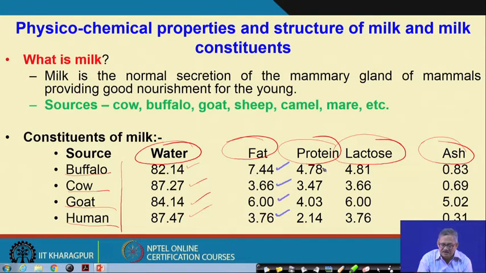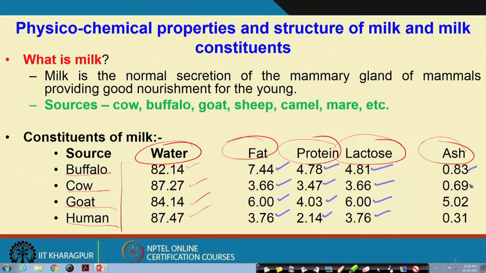Protein is around 4.78 for buffalo, cow around 3.47, 4.03 for goat and 2.14 for human being. Lactose is 4.81 for buffalo, 3.66 for cow, 6 for goat and 3.76 for human being. Ash varies: for buffalo 0.83, for cow 0.69, for goat 5.02 and for human 0.31.